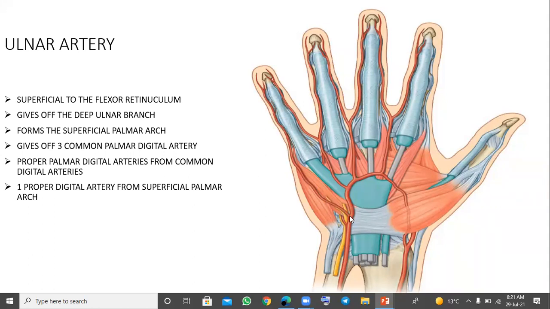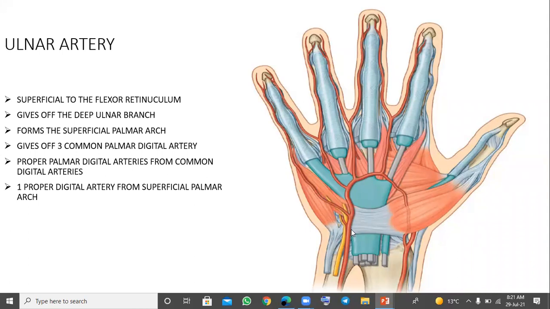That branch is known as the proper digital artery, going to the medial aspect of the little finger, as you can see. So it supplies blood to the medial aspect of the little finger. The branch is coming direct from the superficial palmar arch.